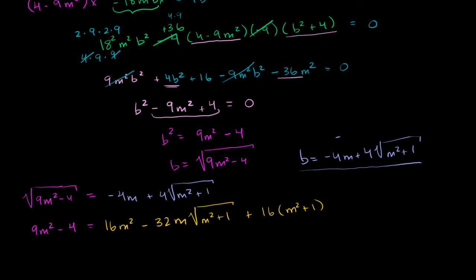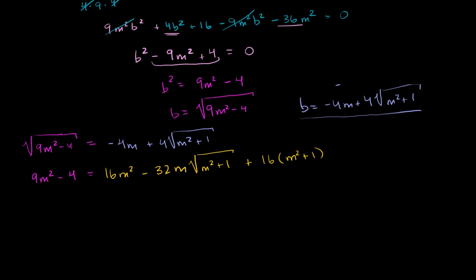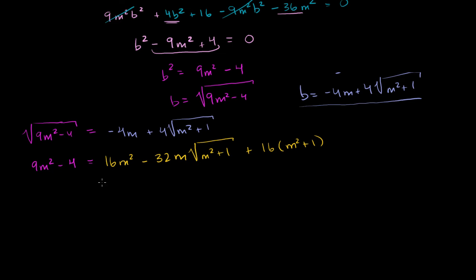So let's try to simplify this a little bit, get maybe the radical on one side of the equation, and see if we can simplify this even more. So a good place to start. This term right over here is going to be 16m squared plus 16. So on the right-hand side, let me just write it like this. We have 9m squared minus 4 is equal to 32m squared plus 16 minus 32m times the square root of m squared plus 1.